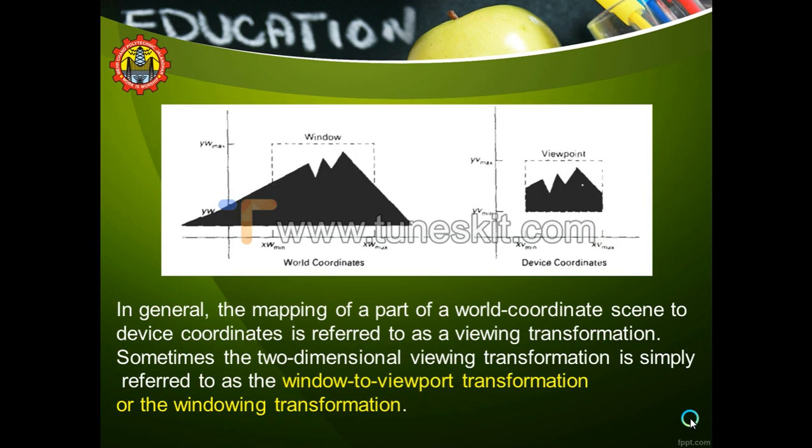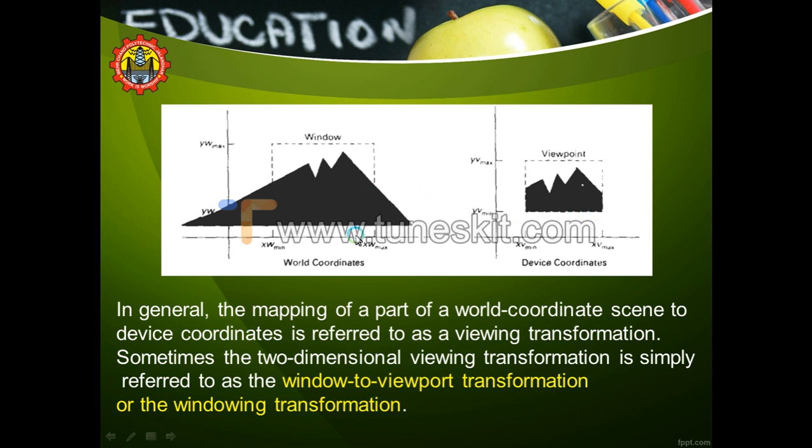Look at this example, class. This is a black image. We want only this part to be displayed, so we placed this rectangular window on that object. After clipping, only that part of the object is displayed on your viewport. So this is your viewport.